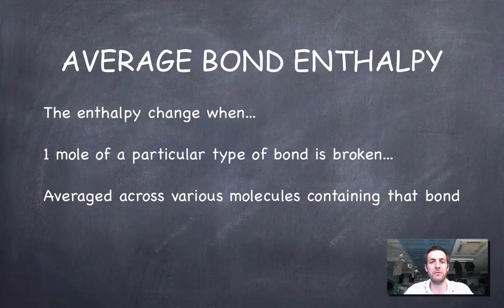But not only do we have to be able to look them up in an IB exam, we also have to be able to define what they are. So this is a really important definition to learn. The average bond enthalpy is the enthalpy change when 1 mole of a particular type of bond is broken.